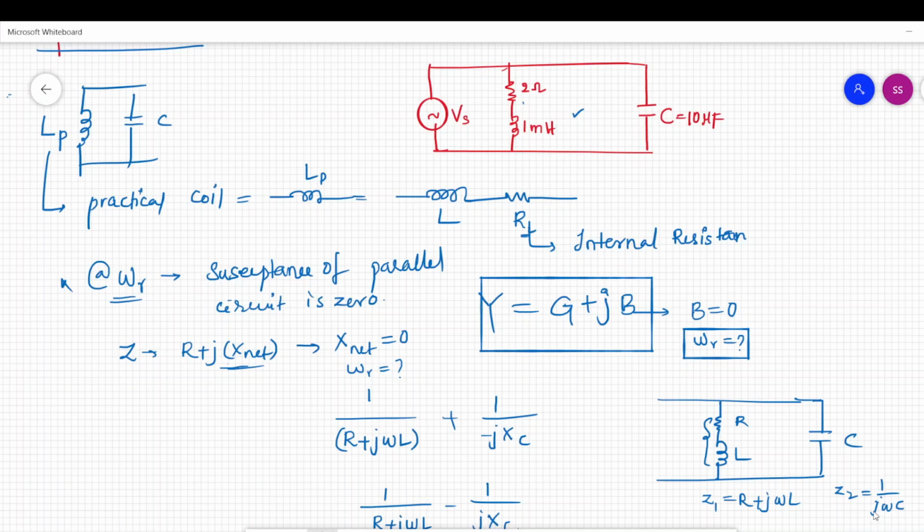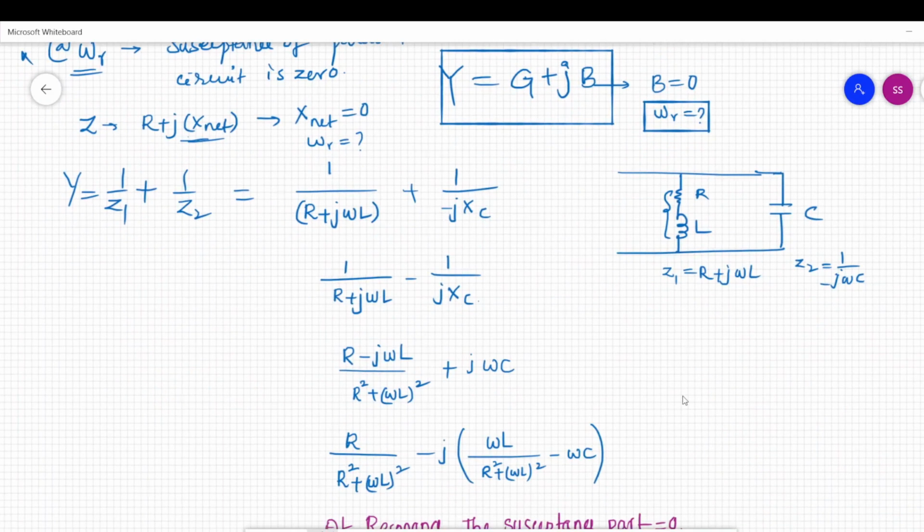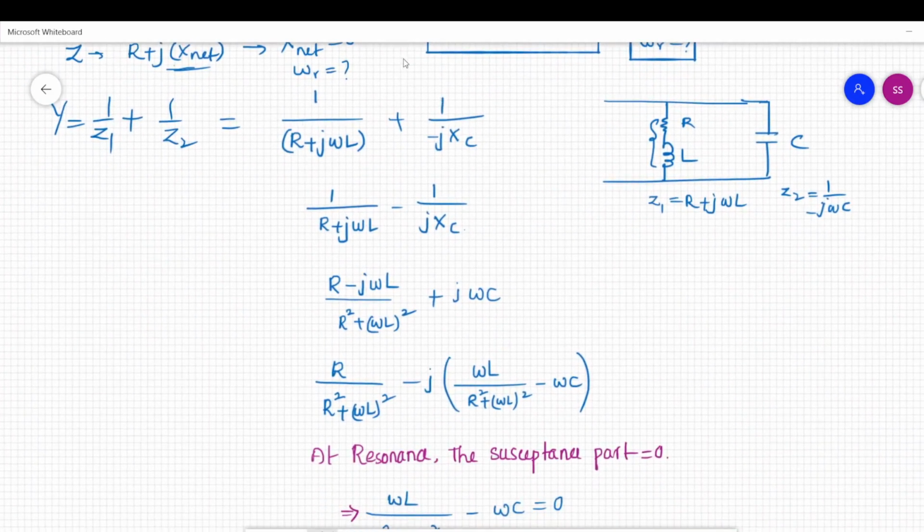Now we are going to find the admittance of the circuit. Admittance will be 1 by Z1 plus 1 by Z2. That is, 1 by Z1 is 1 by R plus j omega L, plus 1 by Z2, which is minus jXC. Okay. So by rationalizing this expression, I am going to multiply with R minus j omega L and divide with R minus j omega L. This is called rationalizing a complex number.